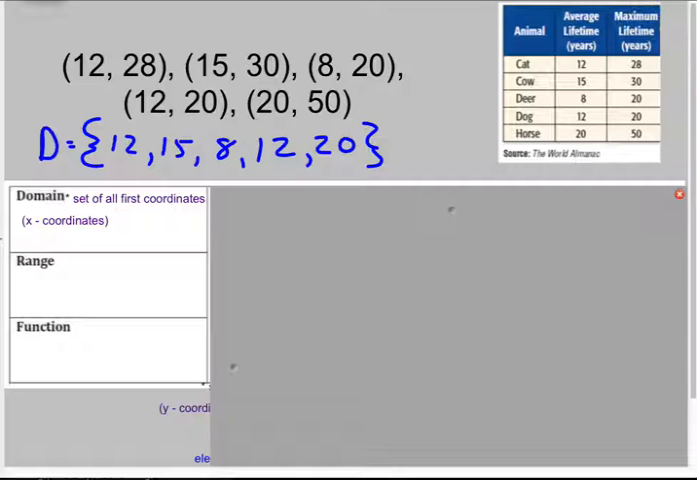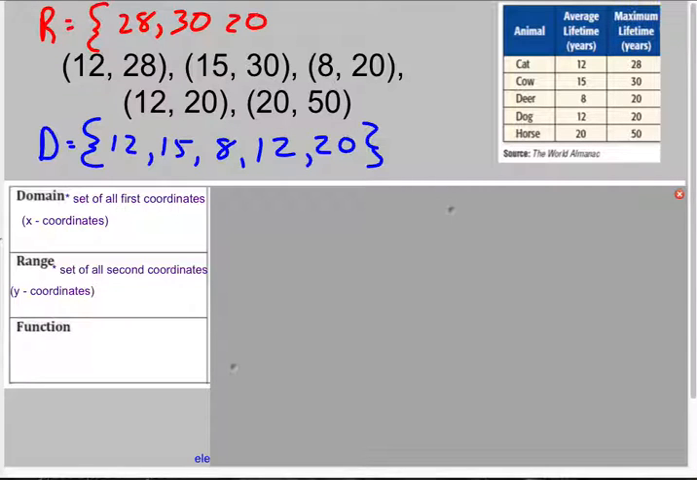Our range, you would guess, is a set of all the second coordinates, or the y coordinates. I'll put our range up here. And notice I'm using braces because we're writing it in set notation. We got 28, 30, 20, another 20, and 50. And once again, I didn't have to list the 20 twice. I just did anyway. Either way, it's fine. So domain and range: x coordinates are your domain, y coordinates are your range.